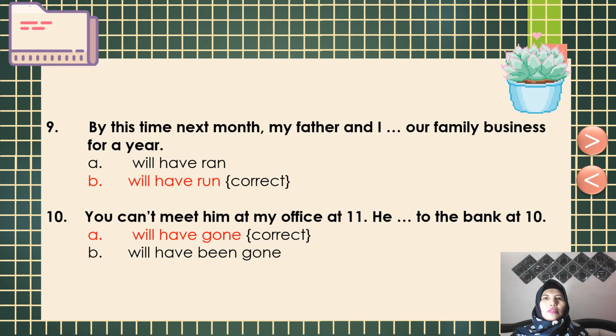Number 10. You cannot meet him at my office at 11. We blah blah blah to the bank at 10. The correct answer is, you can't meet him at my office at 11. He will have gone to the bank at 10.